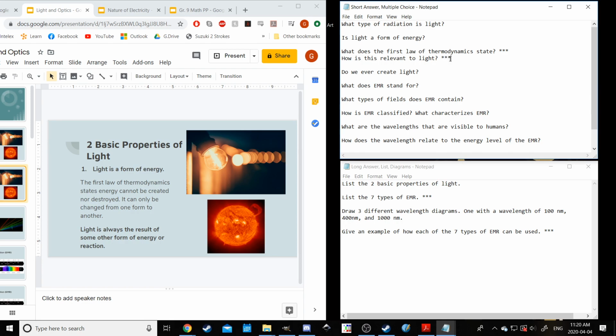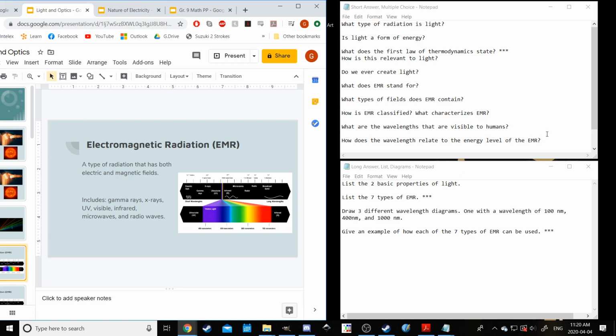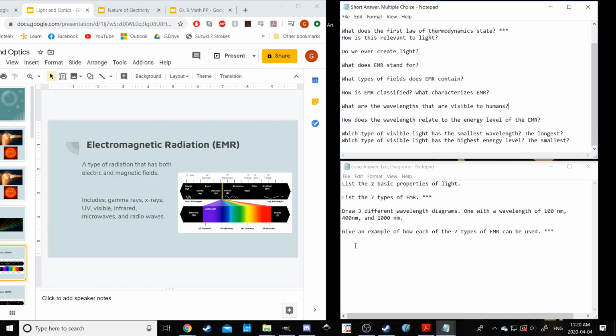How is this relevant to light? Well, now I can figure that one out. So I'm going to take those stars away if I answer it correctly. So you're basically quizzing yourself with these questions. And if you've figured out all the questions that you can from here, you have a really high chance of just kind of hitting all the questions that are going to be tested or going to be assessed.